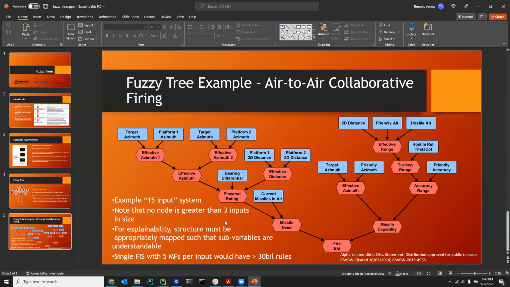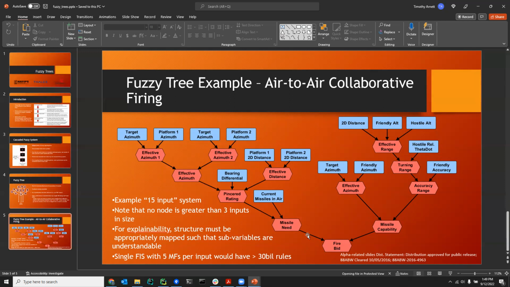An example of this is from a system that was created for beyond visual range air-to-air combat between multiple vehicles. This is an example of part of a branch of a fuzzy tree that was taking in multiple different sensor information to actually decide if it would bid on firing a missile in particular situations. Again, this isn't necessarily relevant, except for the fact that this structure preserves that explainability because each of these outputs has a semantic meaning, a human interpretable semantic meaning.